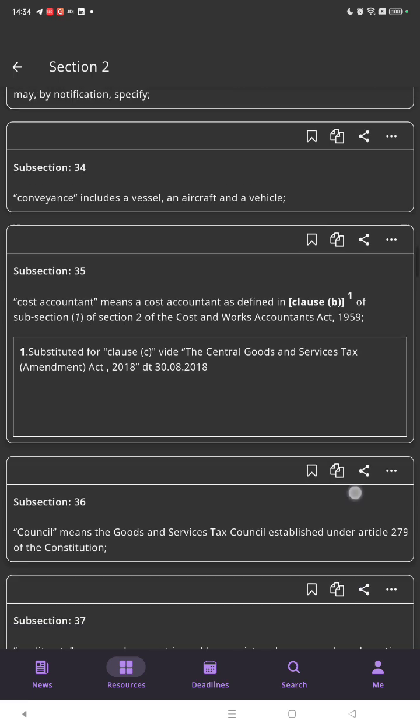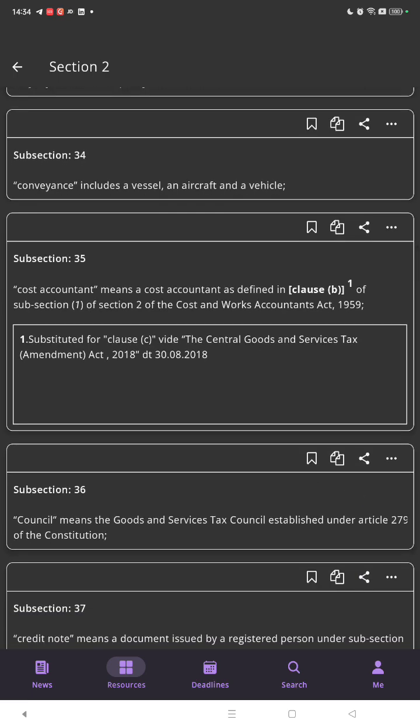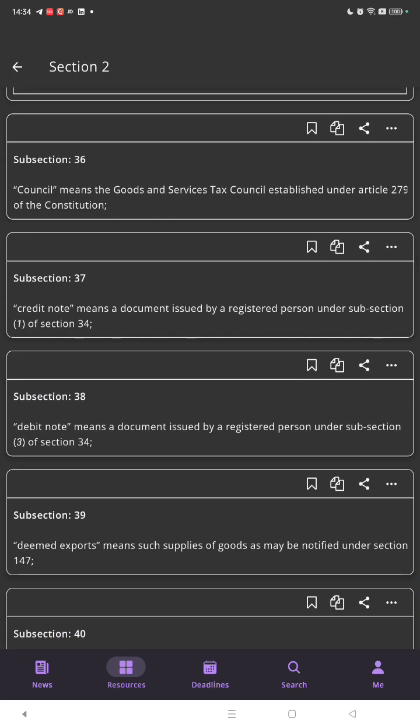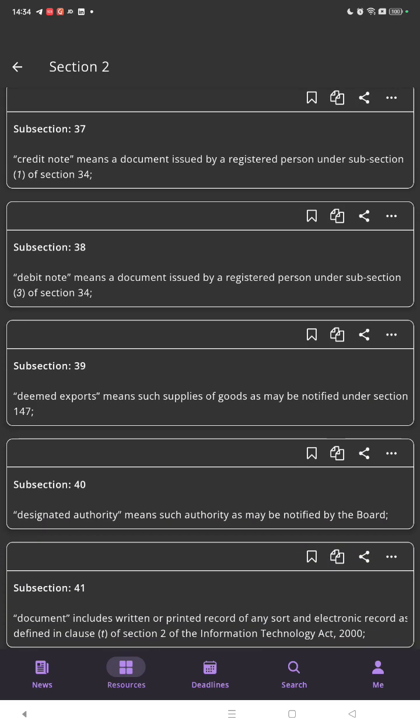vehicle. Subsection 35. Cost accountant means a cost accountant as defined in subsection 1 of section 2 of the Cost and Works Accountants Act 1959. Council means the Goods and Services Tax Council established under Article 279 of the Constitution. Credit note means a document issued by a registered person under subsection 1 of section 34. Debit note means a document issued by a registered person under subsection 3 of section 34.